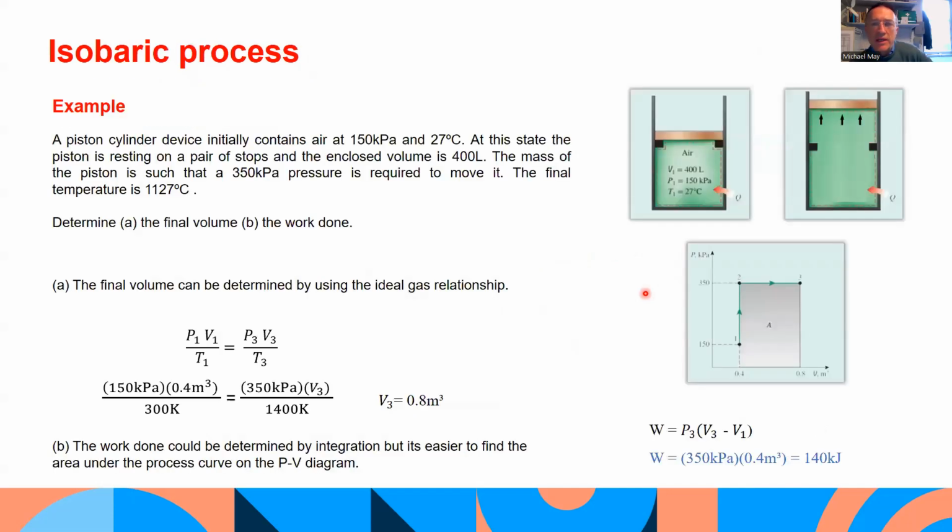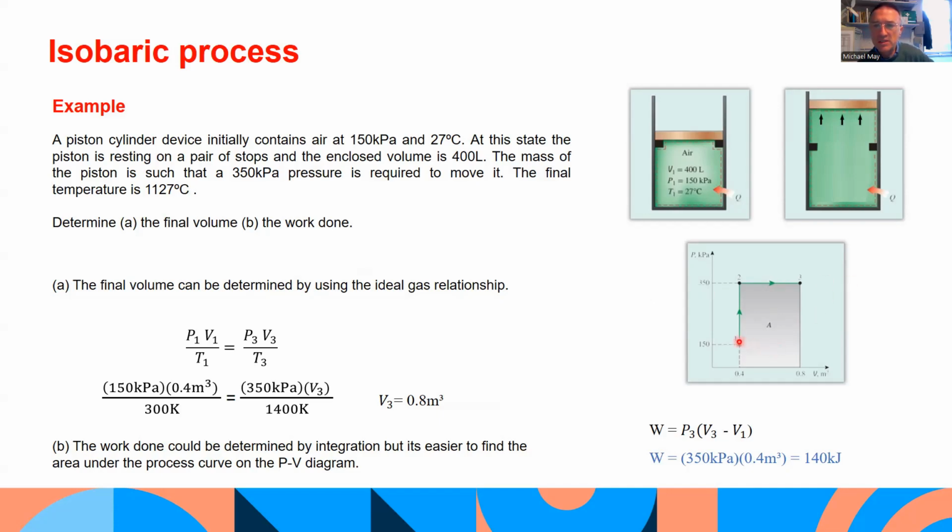And simple example here, a piston cylinder device initially contains air at 150 kilopascals and 27 degrees Celsius. At this state, the piston is resting on a pair of stops. And the enclosed volume is 400 liters. The mass of the piston is such that a 350 kilopascal pressure is required to move it. The final temperature is 1127 degrees. So find, first of all, the final volume and the work done.